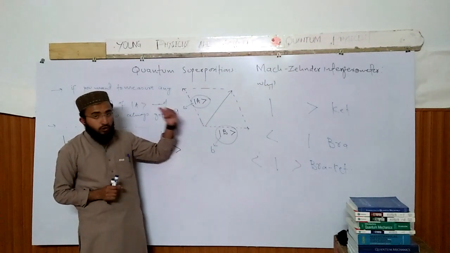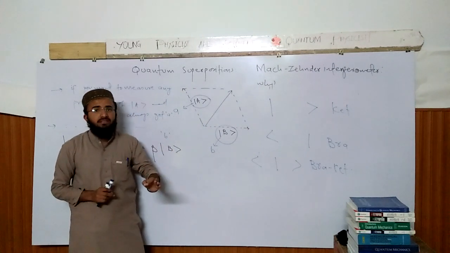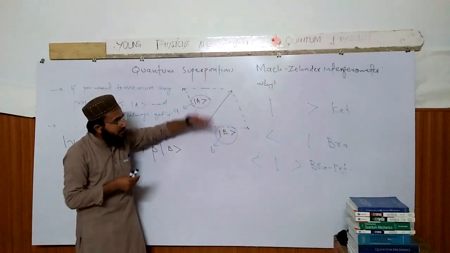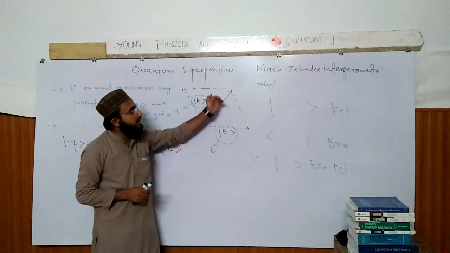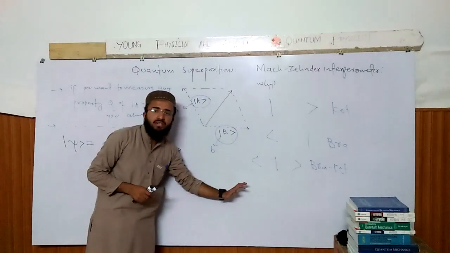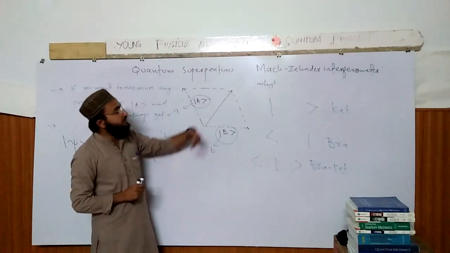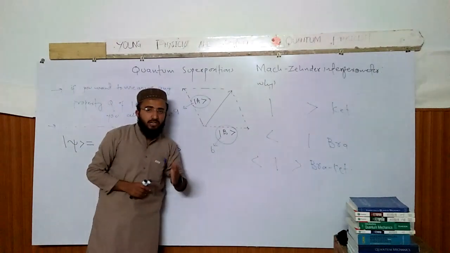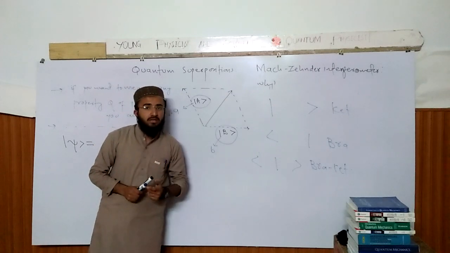Why? As I told you before, either we will get the beam here or we will get the beam here. Like in the experiment, either upward or downward, either in the upper detector or in the lower detector, we will get the photon. But it is not possible that we will get the photon here as well as here. Therefore, the intermediate or average state does not exist in quantum mechanics.